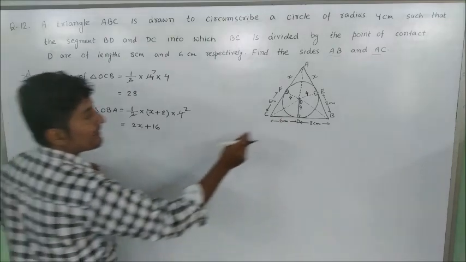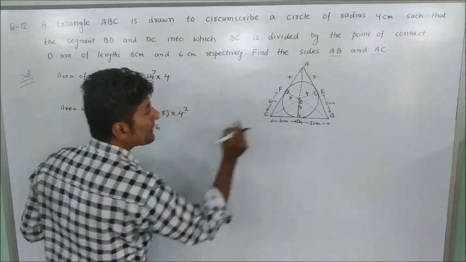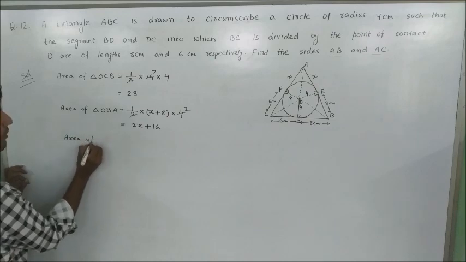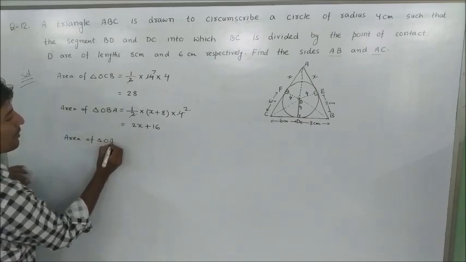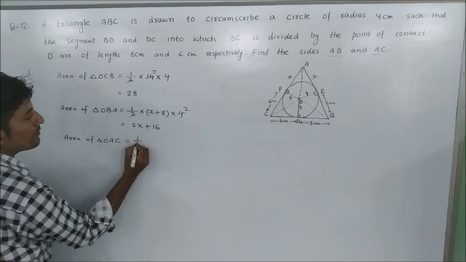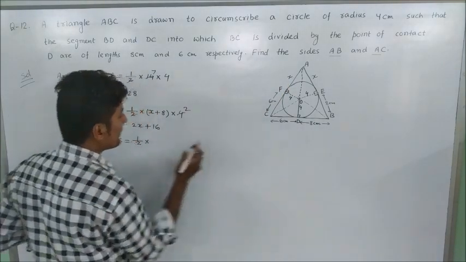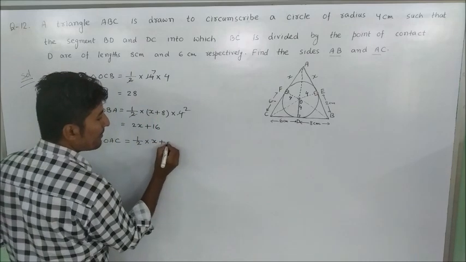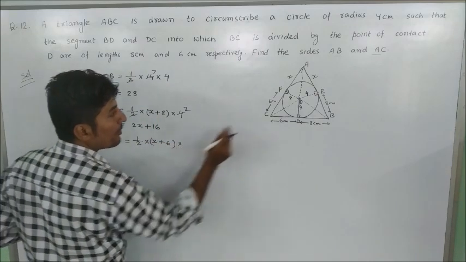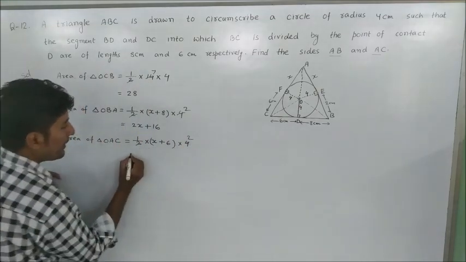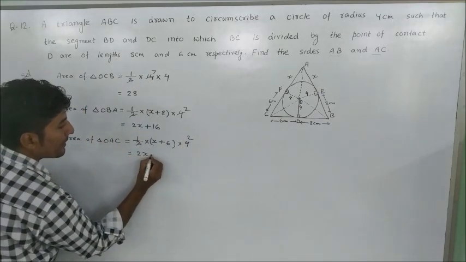Similarly, we can find the area of one more triangle, OAC. So here we can write area of triangle OAC is equal to 1 upon 2 into base of this triangle, which is x plus 6, and the corresponding height is 4. So finally we can write here 2x plus 12.